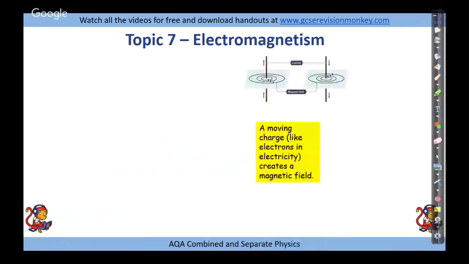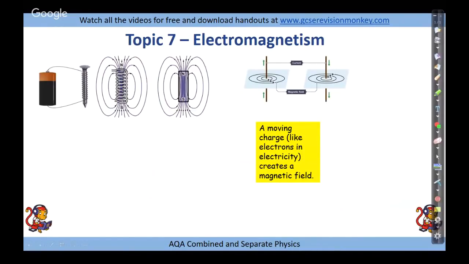Okay, so a little bit more on electromagnetism then. When you get current going through a wire, it creates a magnetic field around it. So a moving charge, like electrons in electricity, they create a magnetic field. Now, if we get this piece of wire here and we curl it up and we put current through it, we get a much stronger magnetic field.